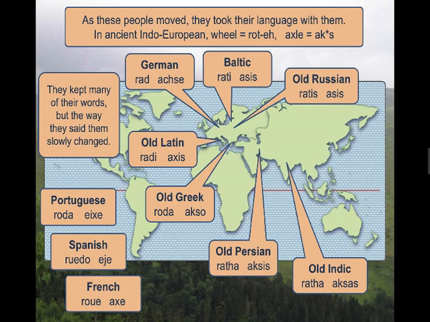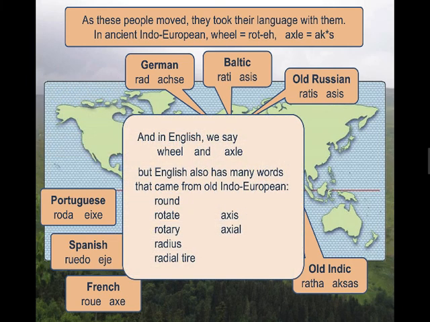And this is what those words look like. In Baltic, it's rati and asis. In Old Russian, roughly the same. In Old Indic, ratha and axis. In Old Persian, ratha and axis. In Old Greek, rotha and axo. In English, we say wheel, which is a different word from a different place, but we still say axle. We also say round and rotate and rotary and radius and radial tire and axis and axial.